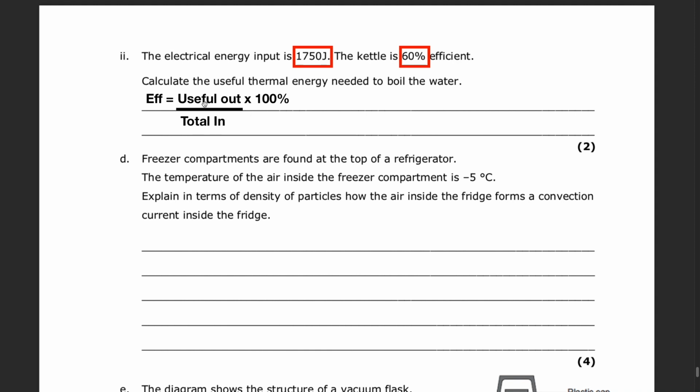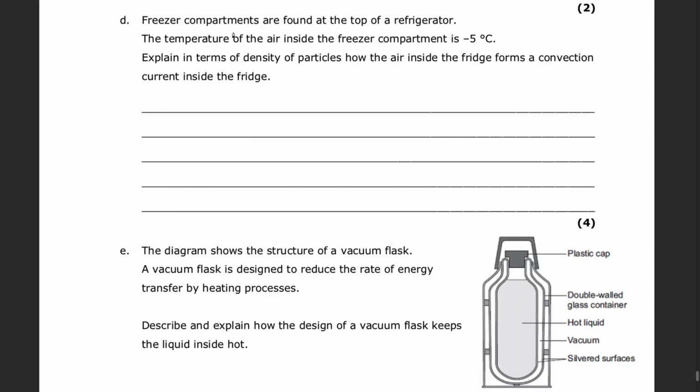So getting useful output as the subject of the formula, the equation will look like this. Useful output equals efficiency multiplied by the total input divided by 100. Filling in the values, we would get 60 times 1750 divided by 100, and that will give us an answer of 1050 joules.